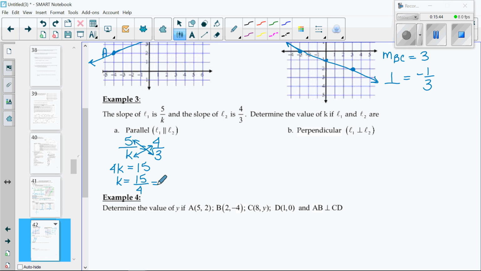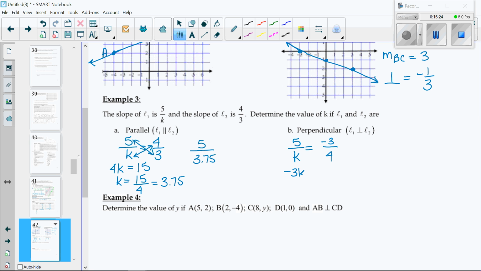Okay, if I calculate the decimal, 15 divided by 4, that is 3.75. So the slope of L1 is going to be 5 over 3.75. It's not a nice number, but that is a slope, okay? Now, if they are perpendicular, that means that they are negative reciprocals of each other. So I'm going to keep it as 5 over k, but I'm going to take the 4 over 3 and write it as a negative reciprocal, okay? And then I'm going to cross multiply.